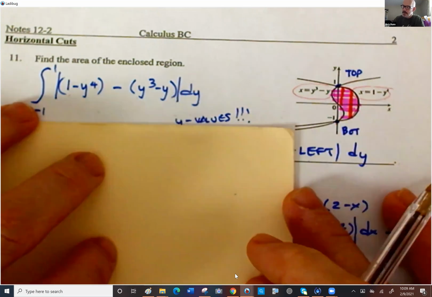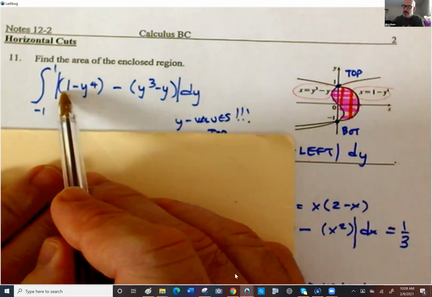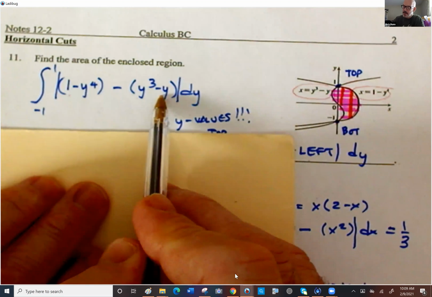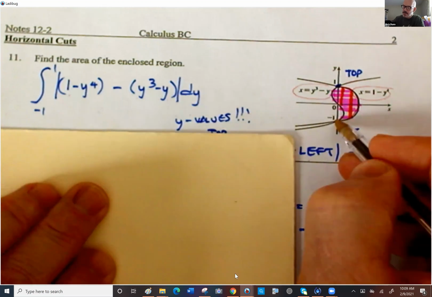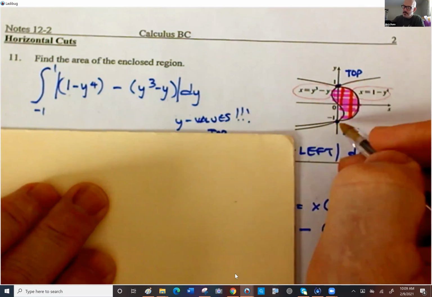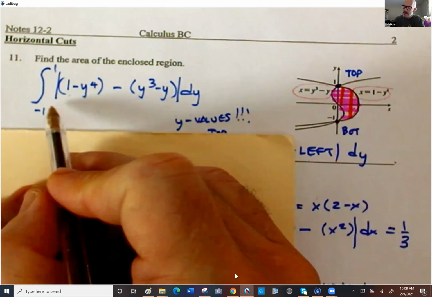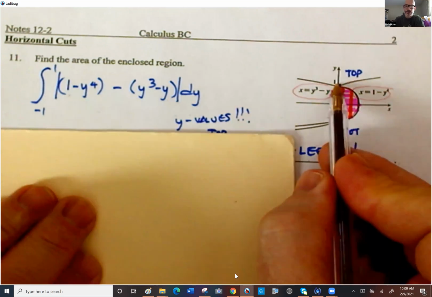Okay. Notice again, these are always going to be solved for y. And then we need to use these two boundaries. First one is clear that it intersects at y equals -1. And then we're going to go to y equals 2.